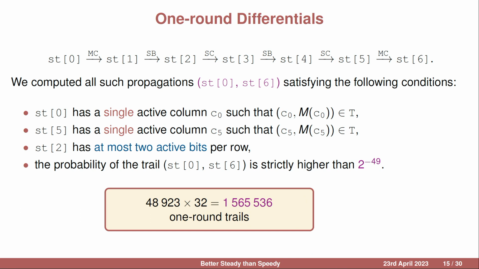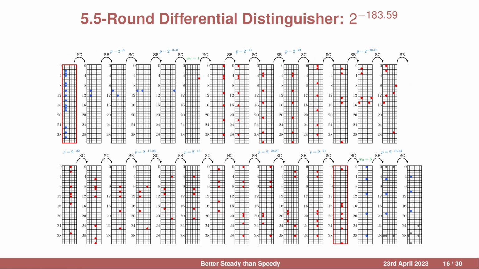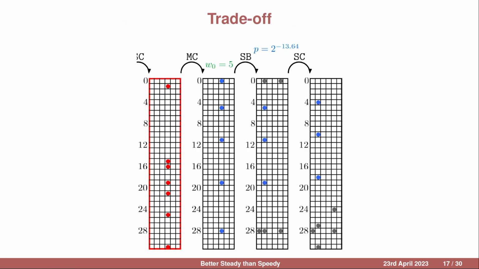And yeah, so by chaining all this, computing all these 1-to-1 trails, we managed to build a 5-round differential distinguisher with probability 2 to the minus 183, and this is it here. I want to stress something that happens in the very end here.